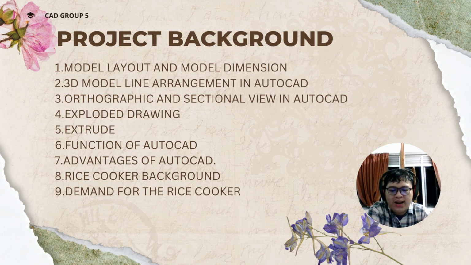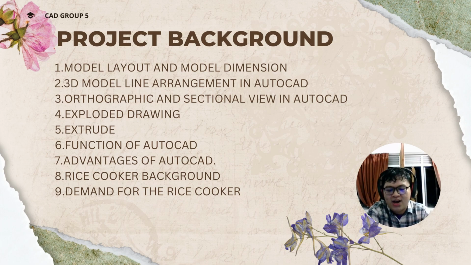So for the model layout, as we know, it is the workspace where we design and develop our 2D or 3D. And in this case, we can develop our 3D as in the rice cooker itself. So for the model dimension, it is the method used for adding dimensions to your design in the model layout. So for number two, 3D model line arrangement in AutoCAD, it is using command 3D modeling, snap and grid setting, and other features.